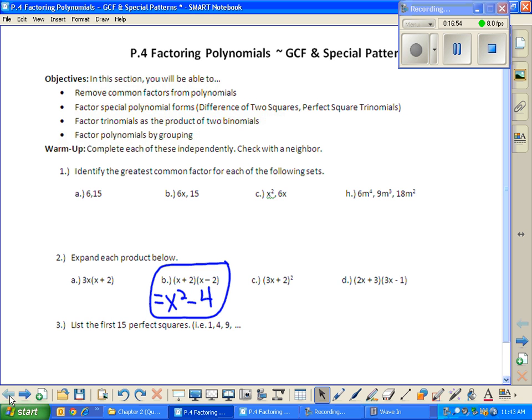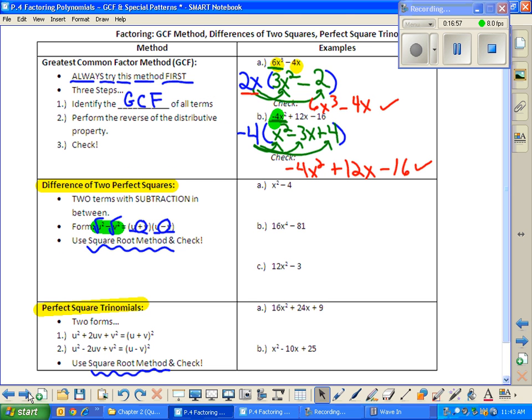So with that, you already know the answer to part A. This guy factors to be x plus 2, x minus 2, but let me show you the method, okay? So I'm going to go ahead and take the square root of the first part, square root of the last part. The square root of x squared, that's just x. Square root of 4, that's just 2.